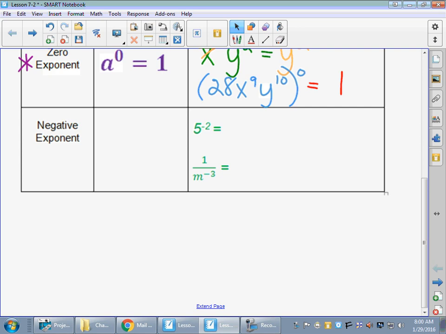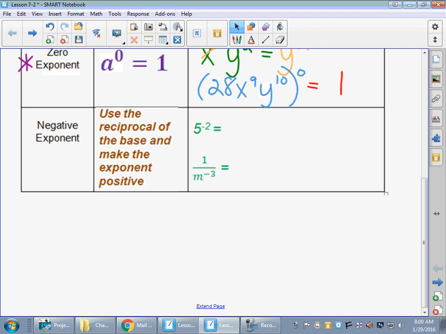Negative exponents. This one I'm going to put the shortcut up first because really it's not a shortcut, it's the rule. So when you have a negative exponent, look at the examples that I put, 5 to the negative 2 or 1 over m to the negative 3. We've talked about reciprocals before. We talked about reciprocals when we did perpendicular slope. Remember, reciprocal is when you flip over your fraction. So for a negative exponent, you're going to use the reciprocal of the base. And once you do that, you get to make the exponent positive.